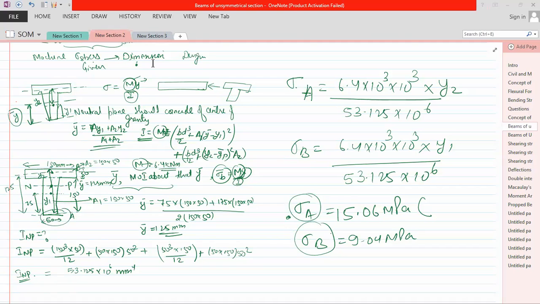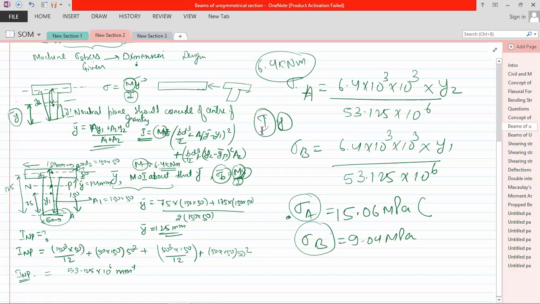No, it is given. Moment is given. I'm not saying it, I am calculating. It is given 6.4 kilonewton meter. Okay. How much do I calculate? I need to take something now because I want to explain how to find I, how to find Y.